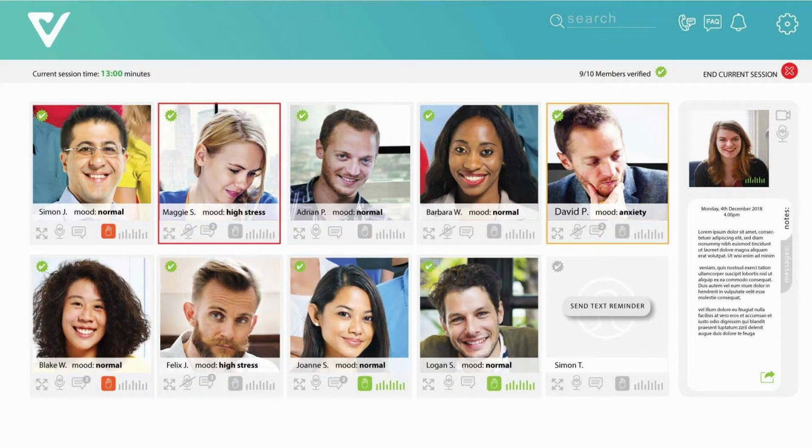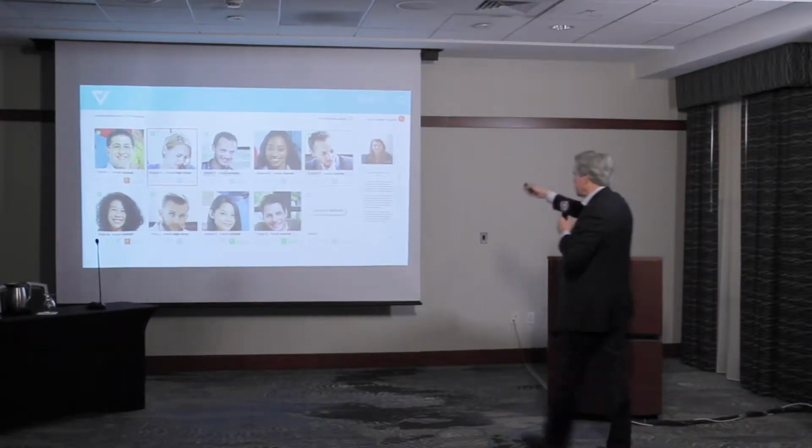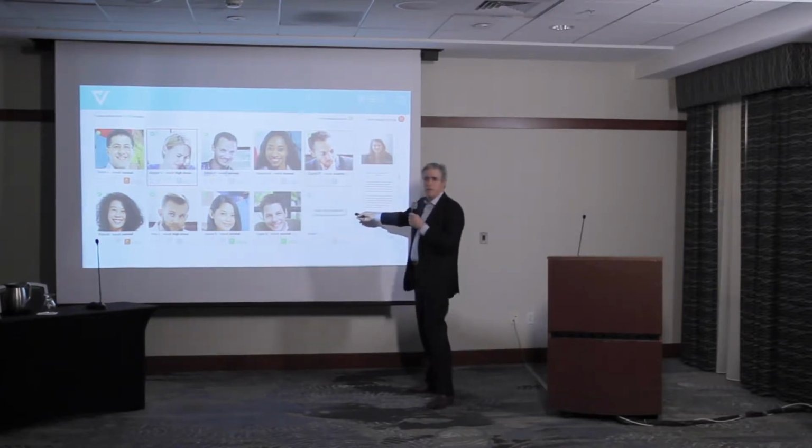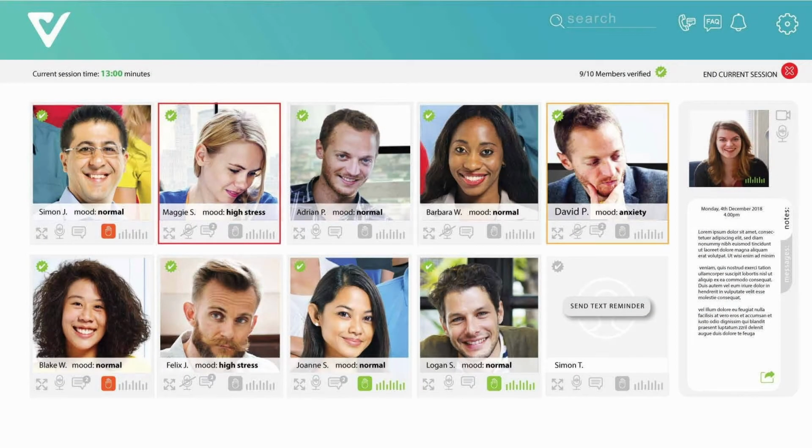So here's the Hollywood Squares set up in a little bit of a different configuration. And you can see a couple of things right away. Here's our therapist over here. Here's our 10 participants. We notice that Simon here hasn't checked in. So there's an auto text that's gone out to Simon already saying, "Where are you?"